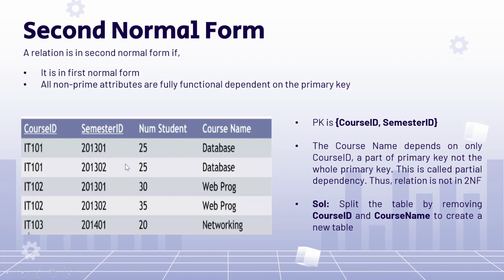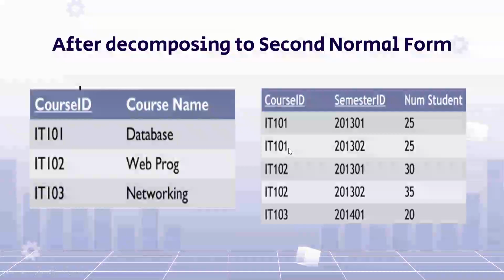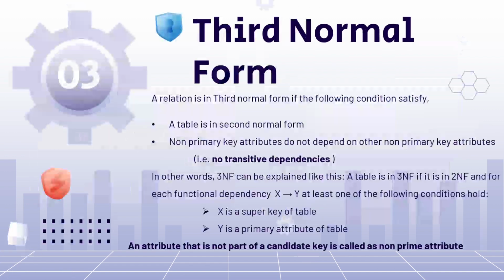So to make it into 2NF form, we have to decompose this table into two. That is, course ID and course name can be taken out and maintained as a separate table. So here is the decomposed form. Course ID and course name are maintained as a separate table, and the other attributes are maintained as another table. So now this table is in 2NF form. So till now we have seen what is normalization, what is the need for normalization, 1NF with an example and 2NF with an example. Now we'll see what is 3NF.